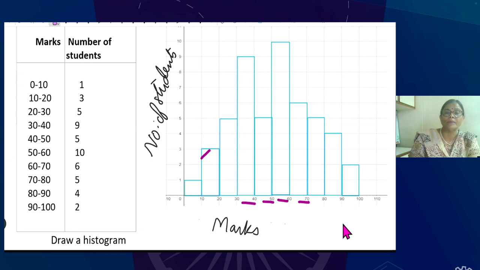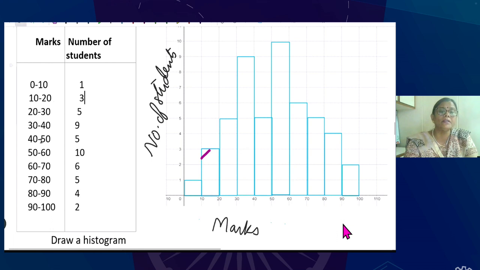What analysis can you do by seeing the graph? I find that the maximum number of students are in the range of 50 to 60, because that's the rectangle which has the longest length. The next rectangle is the one with 9 students, that is 30 to 40. So in this particular class, there are maximum students whose range is between 50 to 60. Next range that we find is 30 to 40.